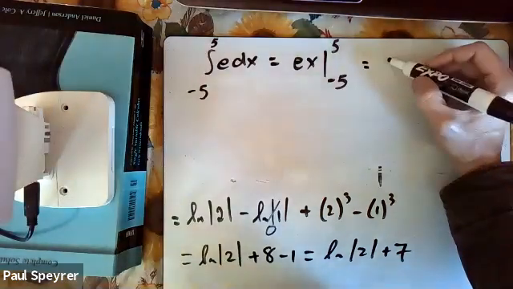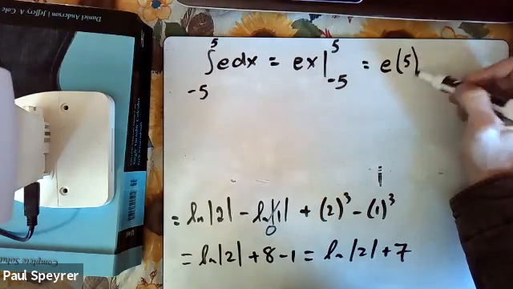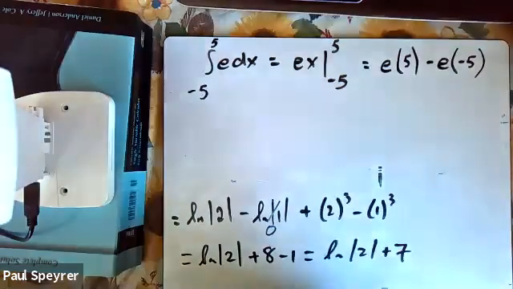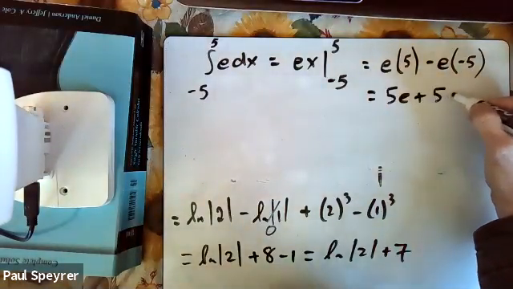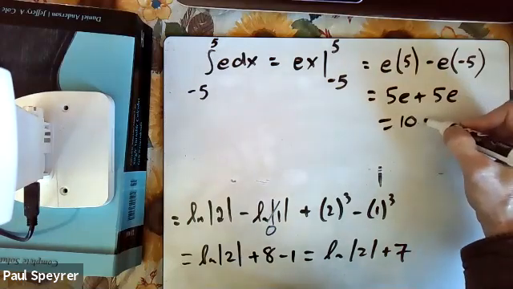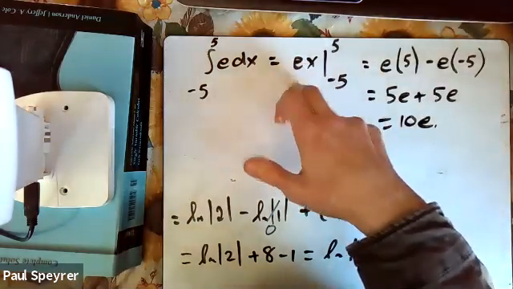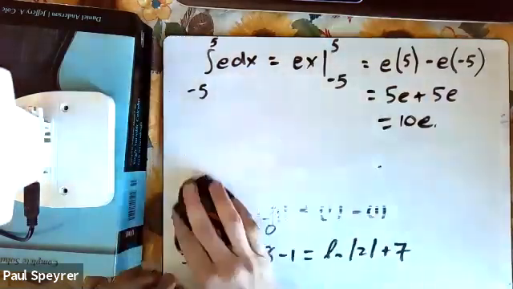So now we can evaluate this. We can say e times the upper limit minus e times the bottom limit, like that. So this is 5e plus 5e, which gives you 10e. Please don't forget, I'm going to say it again because people keep forgetting. E is a constant right here. It is not a variable.